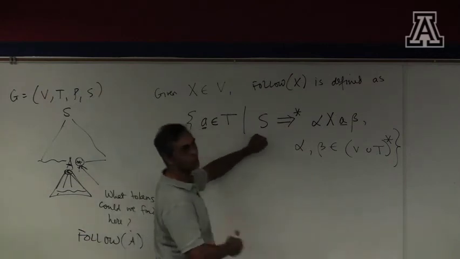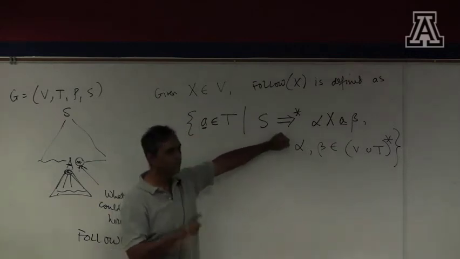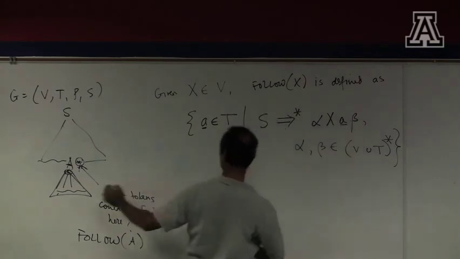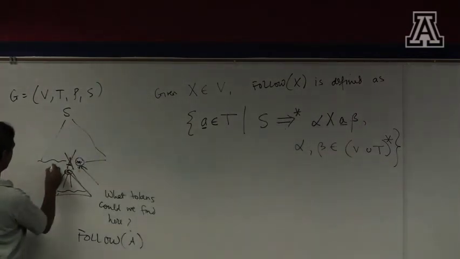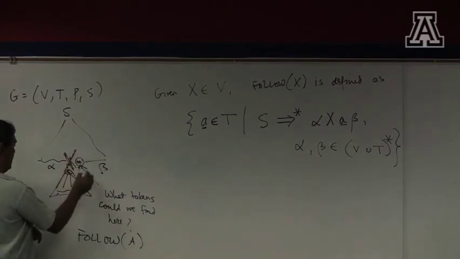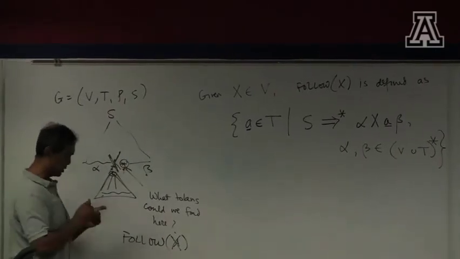Okay. So it's a set of tokens such that starting from the start symbol in some number of derivation steps. You guys know what a derivation is, right? You remember that. So in some number of derivation steps, we can get to some sequence of stuff. So that's now x. This is alpha, that's beta, here's x, and that's the follow set we care about.